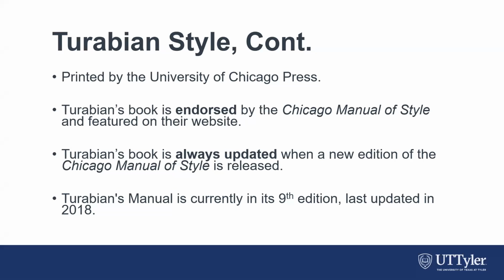And also Turabian's book is endorsed by the Chicago Manual of Style and predominantly featured on their website. So that's also like a stamp of approval that, yeah, you should probably also use this book if you're consulting the style manual as well. And like I said before, Turabian's book is always updated whenever a new edition of the Chicago Manual of Style is released. It's usually within a year of it, because they go through and take those things into consideration and update them. Turabian's book is currently in its 9th edition and was last updated in 2018, about a year after the last Chicago Manual of Style update.